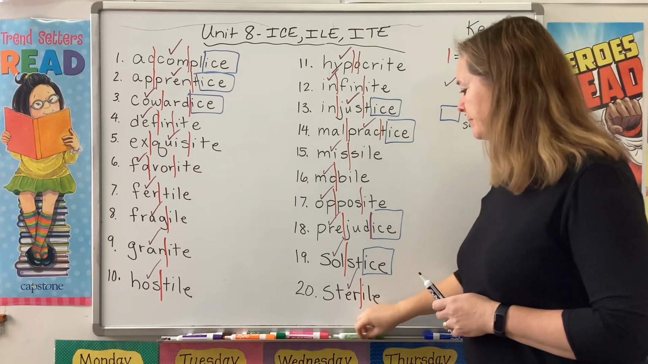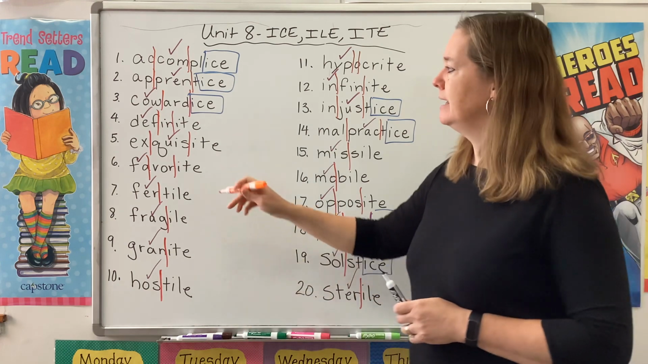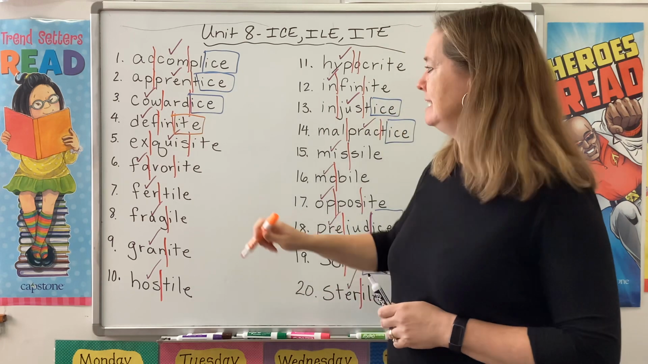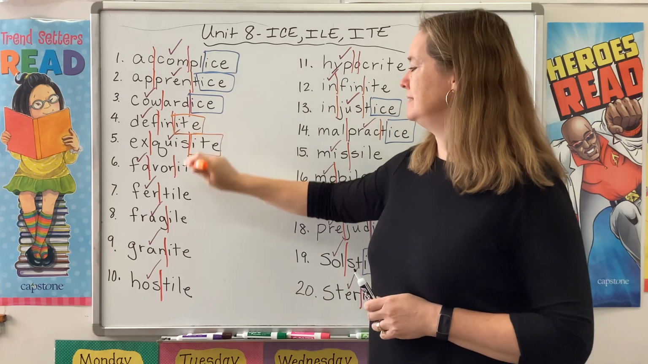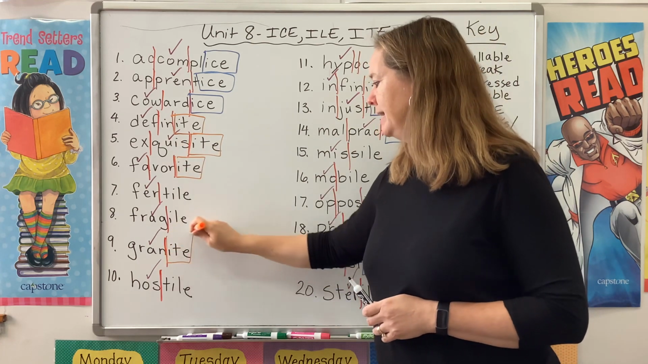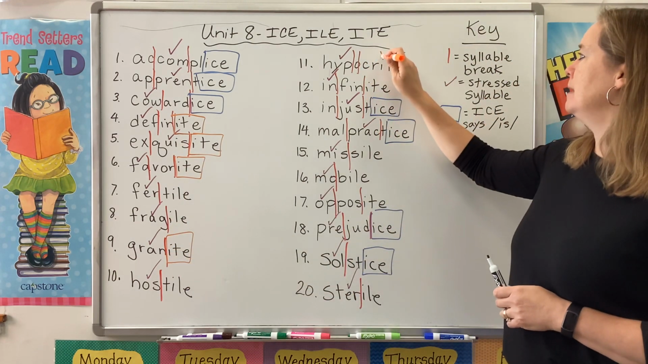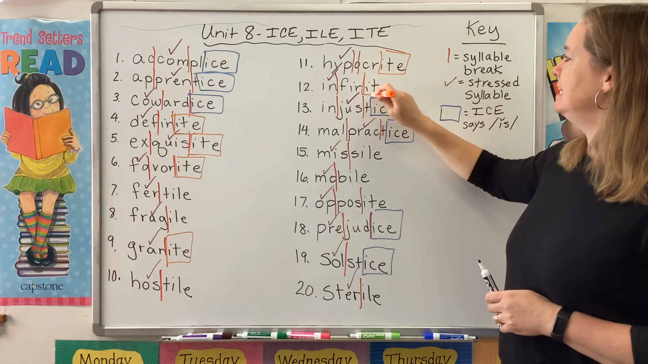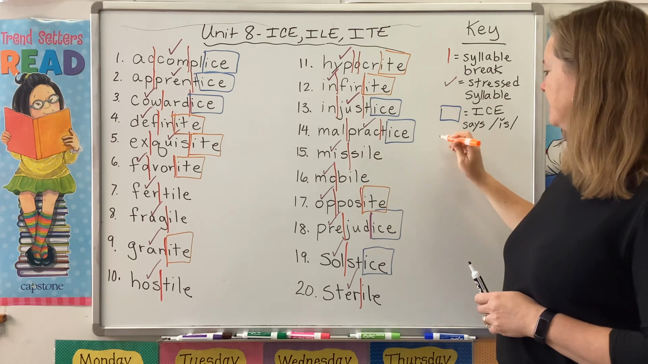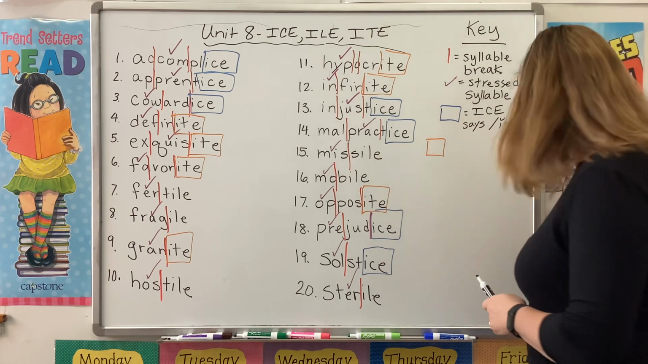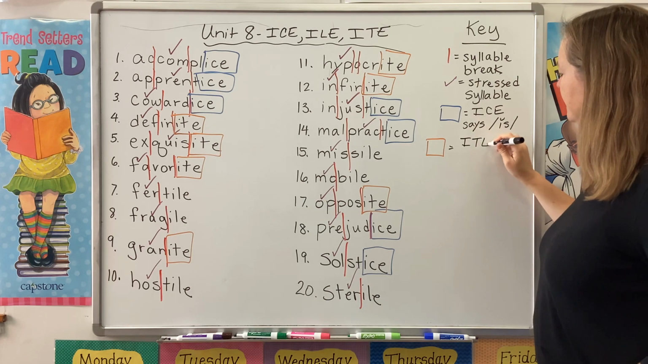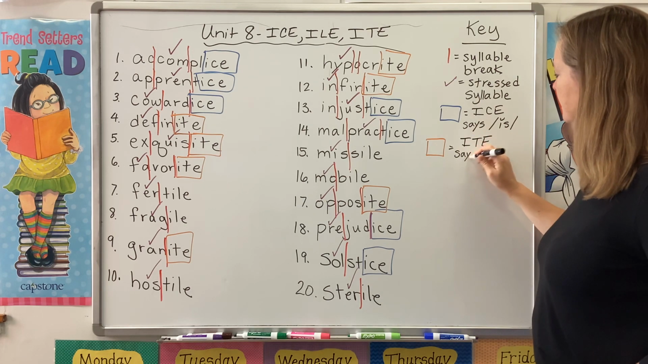Okay, let's choose another color and look at the word definite. Put a box around the ITE. Same thing with exquisite, favorite, granite, hypocrite, infinite, opposite. All right, that's it. In all these words, ITE says "it."